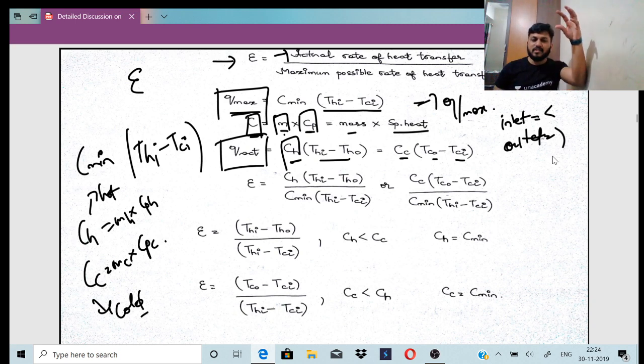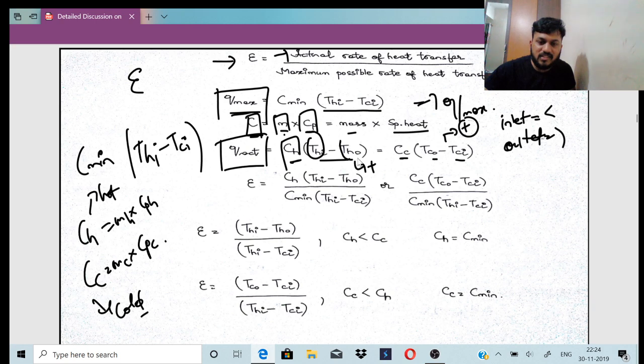Hot fluid का inlet temperature ज्यादा रहता है, cold fluid का outlet temperature ज्यादा रहता है. इसलिए ये TC naught minus TCI है क्योंकि we need to get a positive value here, है ना. So here also we'll get a positive value because THI is greater than TH naught and TC naught is greater than TCI. So TC naught minus TCI.